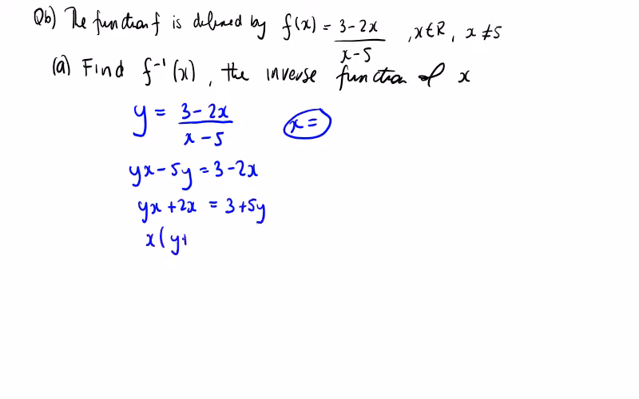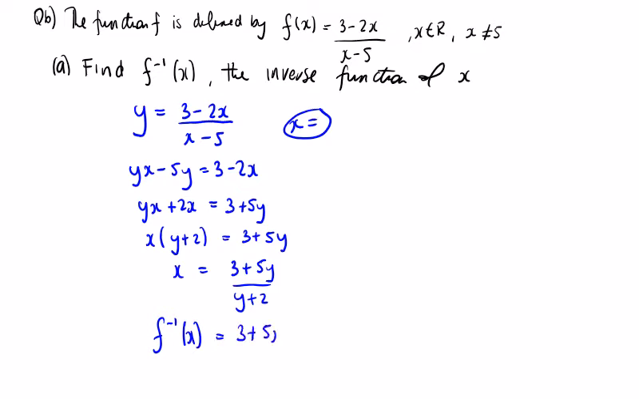x times y plus 2 is equal to 3 plus 5y. And then we divide across by y plus 2 to get x is equal to 3 plus 5y over y plus 2. And then we change our y, so we say the inverse of x is equal to 3 plus 5x over, you replace the y with x at the end, x plus 2.